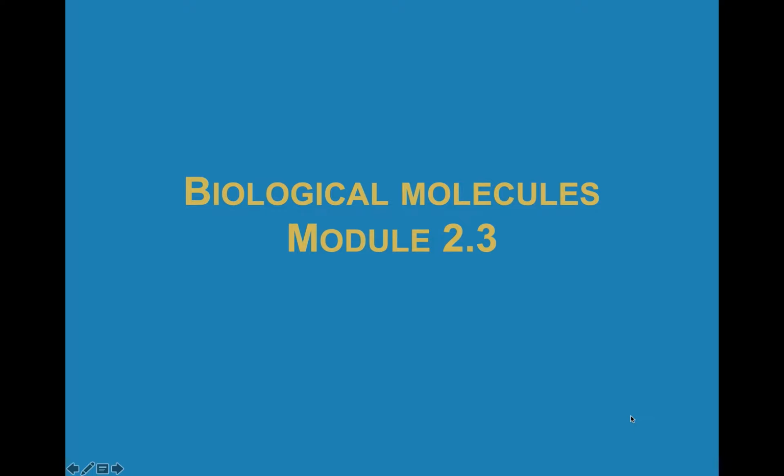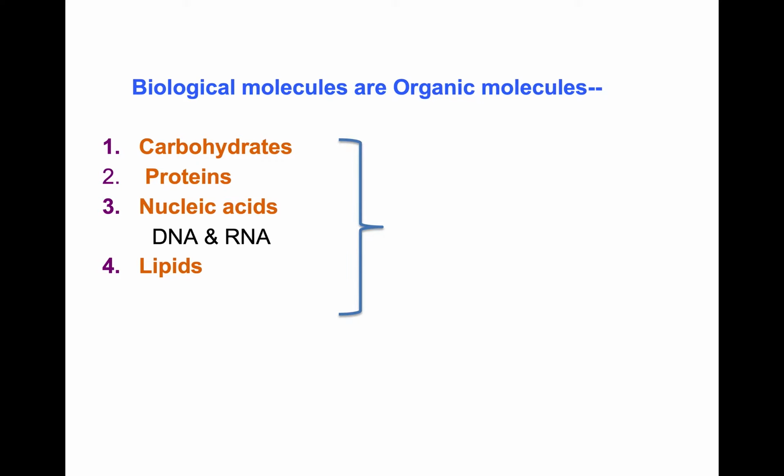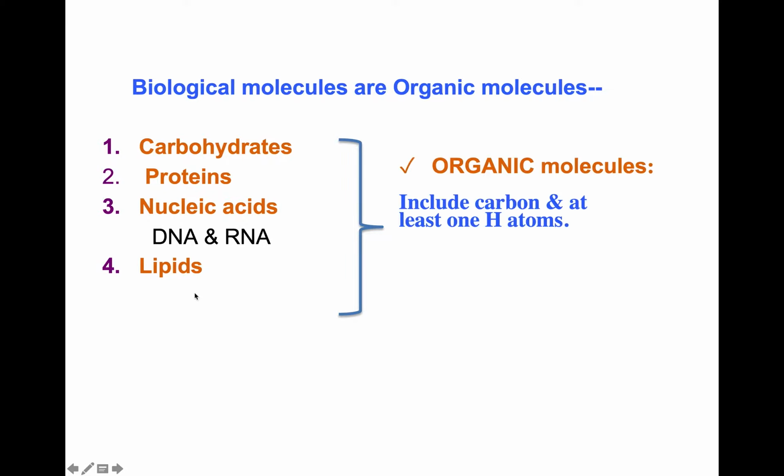In this video, we're going to talk about biological molecules. These are molecules of life. Biological molecules are divided in 4 different categories: carbohydrates, proteins, nucleic acids, which include DNA and RNA, and lipids. All of these molecules are considered organic molecules.